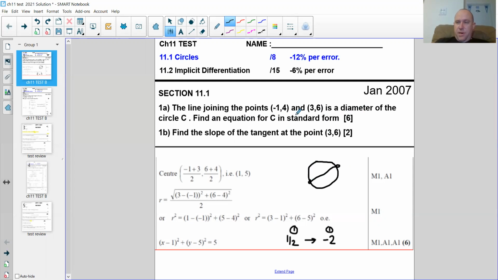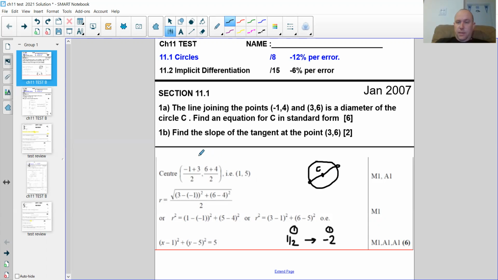So when we're trying to find the equation for this, we need to know the center of the circle, which clearly they haven't given us, and we also need to know the radius of the circle. As this question gives us the diameter, if we can work out the length of the diameter, we can halve it and that will tell us the radius. So first of all, to find the center of the circle, as we know 2 points on opposite sides of the circle, we're going to use the midpoint formula.